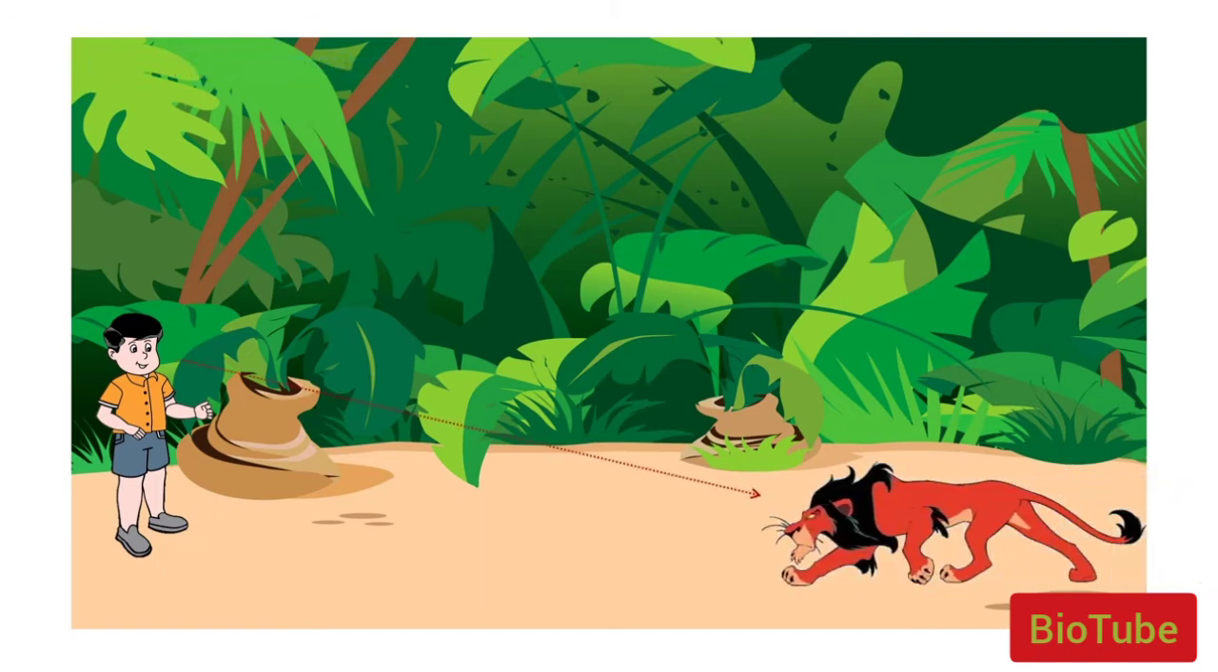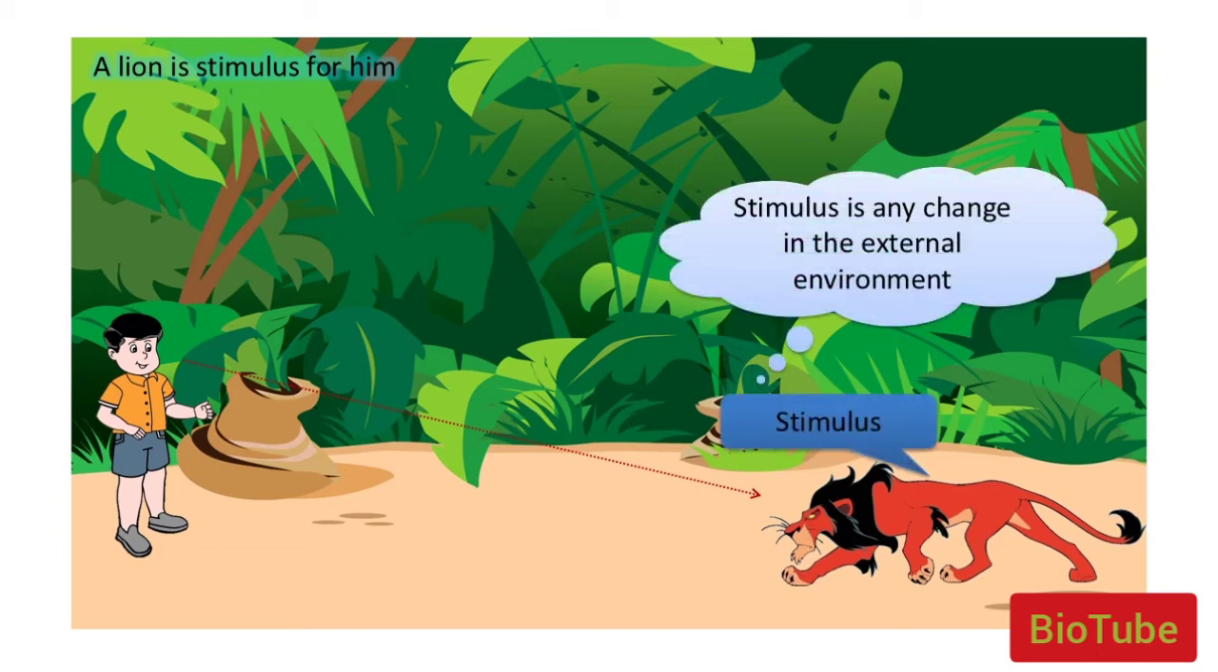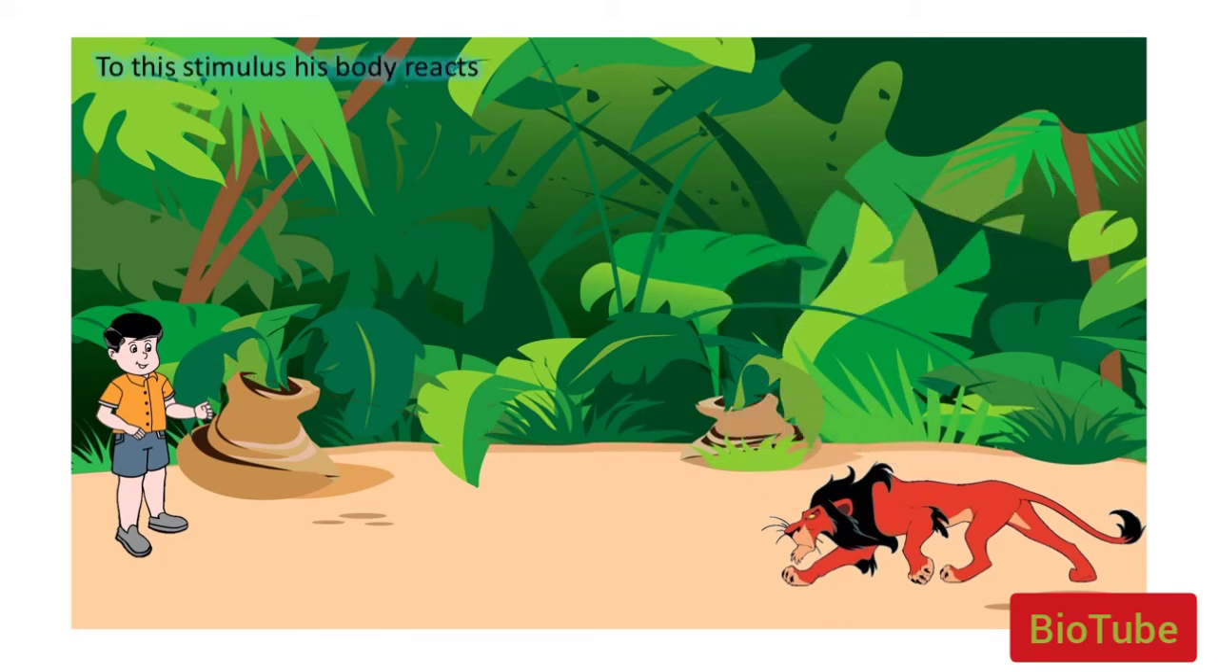Suddenly he sees a lion in front of him. Now there is a change in the surrounding, a change in the situation. So we can consider the lion as a stimulus for him. A stimulus is a sudden change in the surrounding. Now it is a change in the external environment of the jungle that the boy is going to react to, that is, his body is going to react to this stimulus.